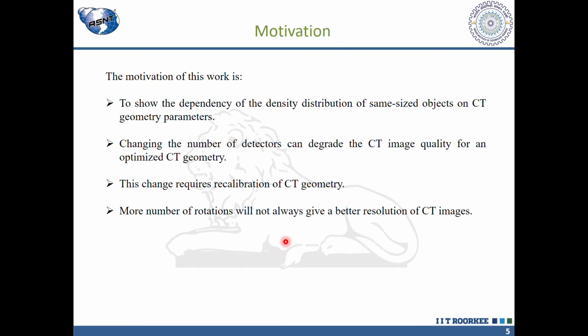The motivation of this work is to show the dependency of the density distribution of same-size objects on CT geometry parameters using a simulation study and experimentally. This study shows why it is necessary to recalibrate the CT geometry parameters for every single object. In this work, we have demonstrated that for an optimized CT geometry, changing the number of detectors can degrade the CT image quality. This change requires recalibration of CT geometry.